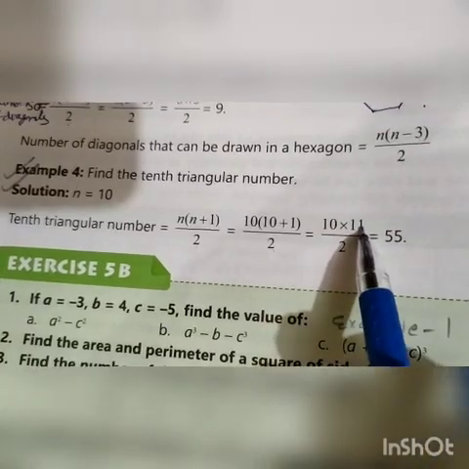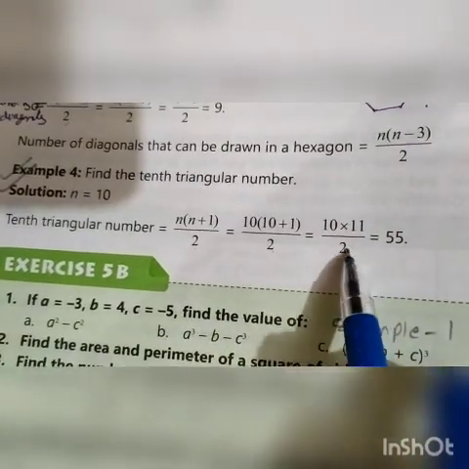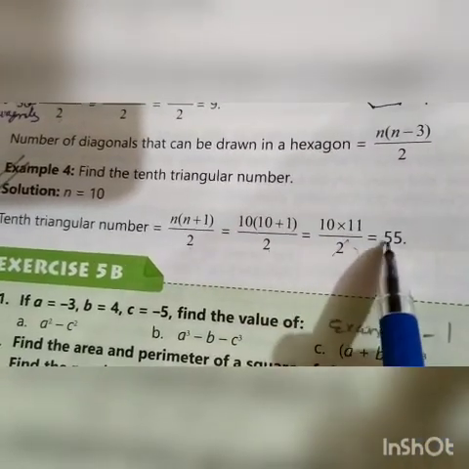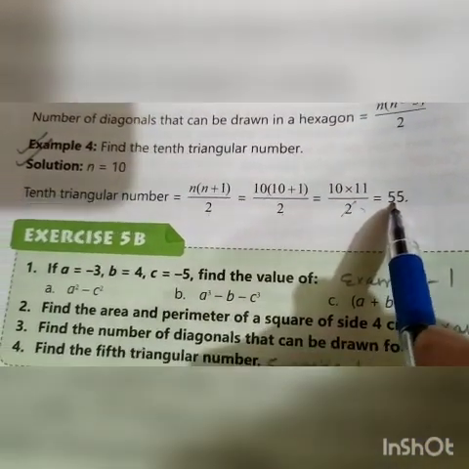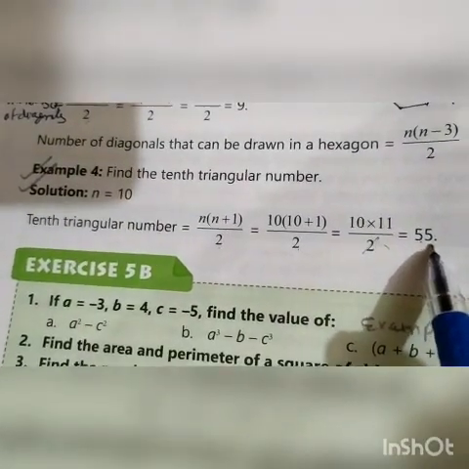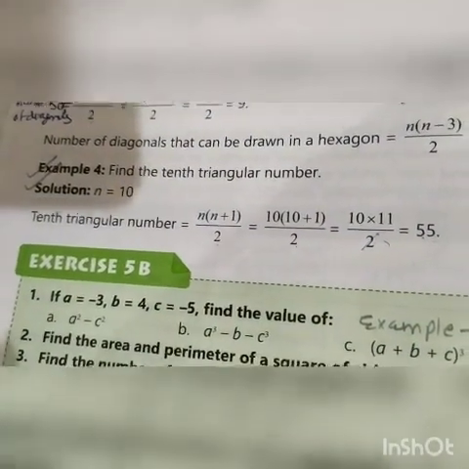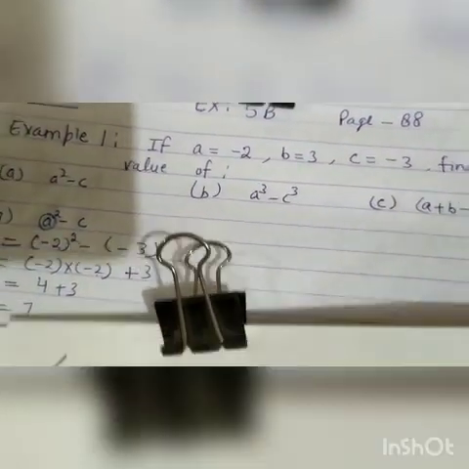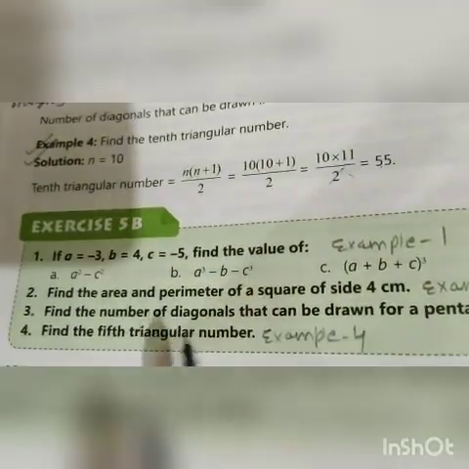So 10 into 11. 10 plus 1, 11 upon 2. 2 ones are 2, 2 fives are 10. Then 11 fives are 55. What is the 10th triangular number? It is 55. So I explained 4 examples to you. What was the first question, first example? See, I explained here. Now see the first question of exercise 5B.